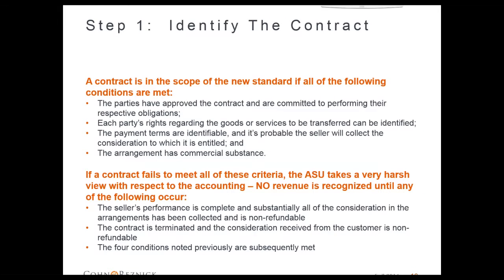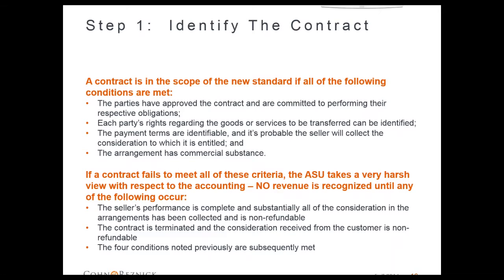Step 1, identifying the contract. A contract is in the scope of the new standard if all of the following conditions are met. The parties have approved the contract and are committed to performing their respective obligations. Each party's rights regarding the goods or services to be transferred can be identified. The payment terms are identifiable, and it's probable the seller will collect the consideration to which it is entitled, and the arrangement has commercial substance.